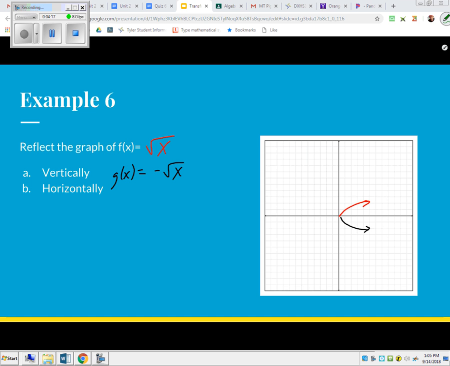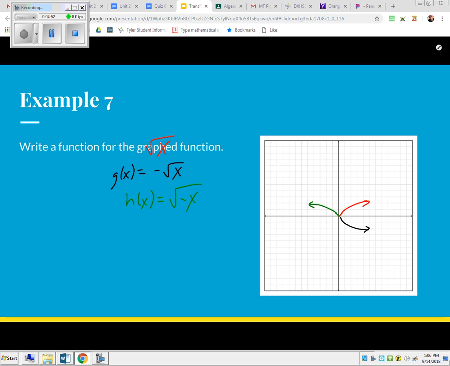So what if I take my red swoop and I reflect it over the y-axis? I'm going to call this h of x. What is it? Square root of a negative x. Sorry, that green's tough to see. It says square root of negative x. Part of your homework tonight is going to want you to write a function for the graphed function.